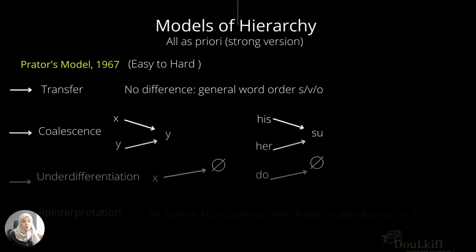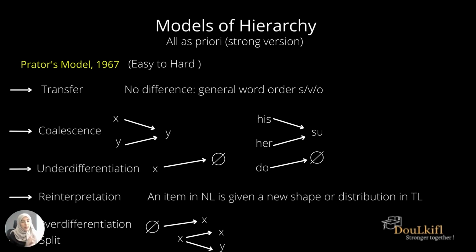Now let's take a look at the second model of hierarchy. Of course, all a priori, like I said before. This is Prator's model in 1967. They moved from easy to hard. So the differences between this model and the previous one: at first, the sophisticated model, since it is sophisticated, started from hard to easy, and for Prator's model, from easy to hard. This is the first difference. The second difference is that in Prator's model, they added a new level of difficulty, which is reinterpretation. Other than that, they are similar. They have just changed the words. They have used some synonyms here and there, but it represents the same thing.